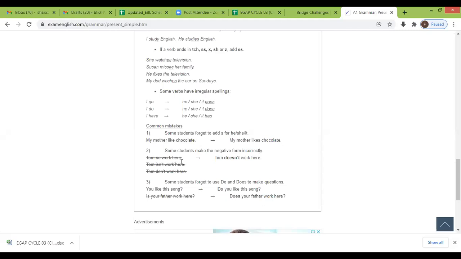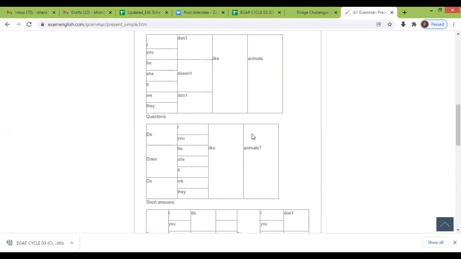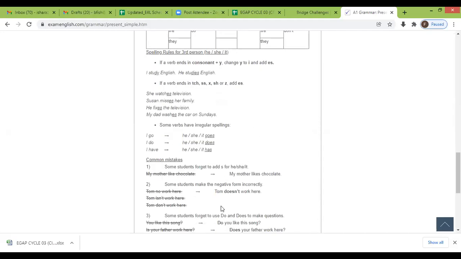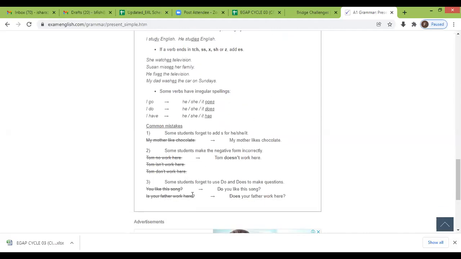And then here, for the negative form, as we discussed, right, there's this doesn't. You should see that you're using it there. Tom doesn't work here, right? So for singular, we use doesn't. Except for I and you, for the other singular forms, we normally use does, doesn't, right? So we don't say 'you like this song'. Always you have to use do or does when you're making a question in simple tense form. Do you like this song? Or does your father work here? Right? 'Is your father work here' is also incorrect. So do not do this. Try to use these do and does.